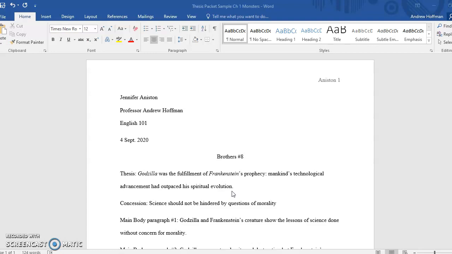Frankenstein came first. It was a prophecy predicting the future. Godzilla came second. It is the fulfillment of that prophecy. And where does that prophecy come from? Because our science, our technology is way ahead of where we are morally or spiritually.